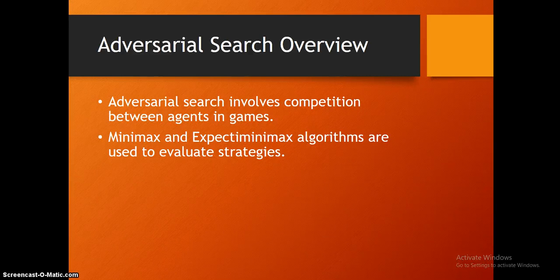Adversarial search overview. Adversarial search is all about competition between agents, often seen in games like chess. The goal is to plan ahead and anticipate the opponent's moves. Algorithms like min-max and expect min-max are used to calculate the best strategy by evaluating possible future actions.